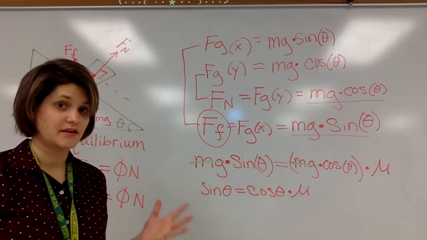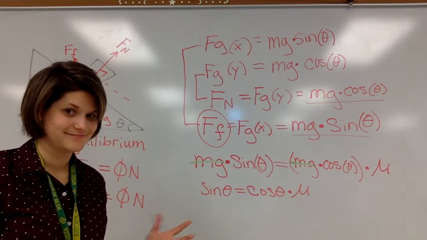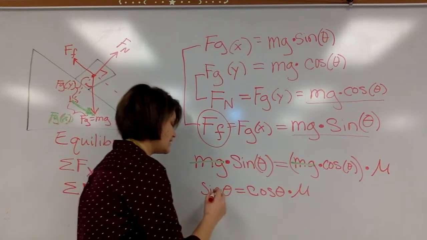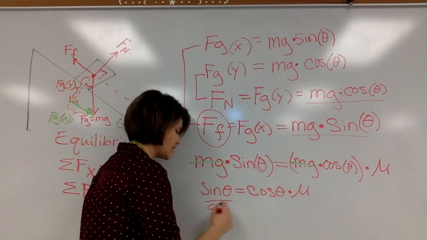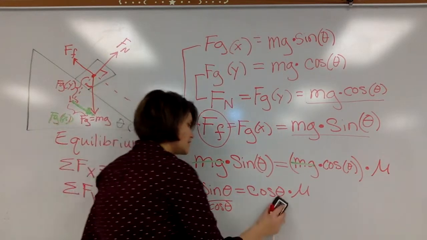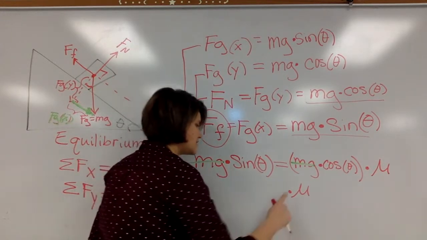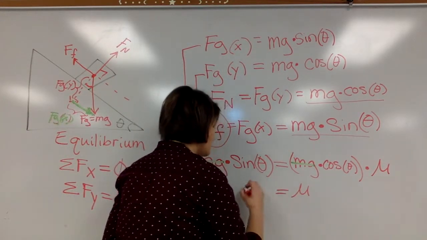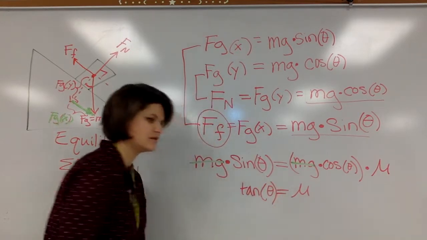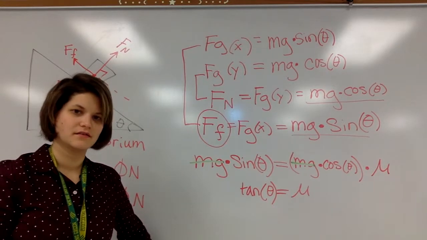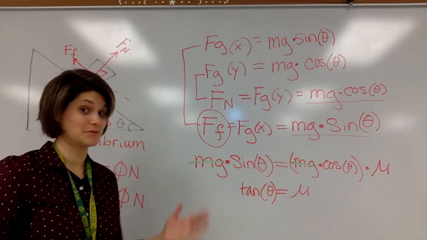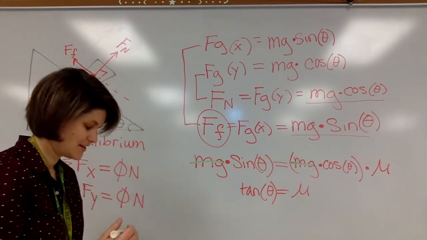Anything else I can do with that? Another step? If we divide both sides by cosine, then sine divided by cosine is tangent, right? Well, then that means that mu is tangent of theta. What do you think?